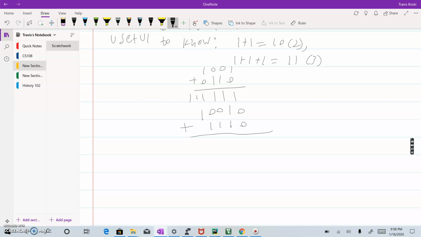Alright, so what you should have done is first 0 plus 0, which is equal to 0. 1 plus 1 is 2, or 1, 0. Carry the 1. 1 plus 1 is 2. Carry the 1. 1 plus 1 is 2. Carry the 1. 1 plus 1 is 2. Carry the 1, and then finally 1 plus nothing is 1. So your answer should be 1, 0, 0, 0, 0, 0. We'll do one more and then we'll wrap it up.